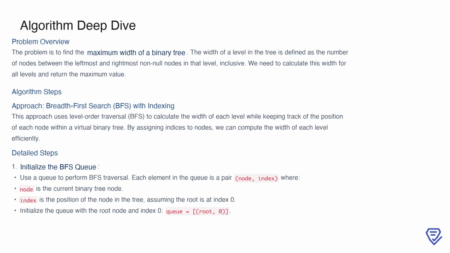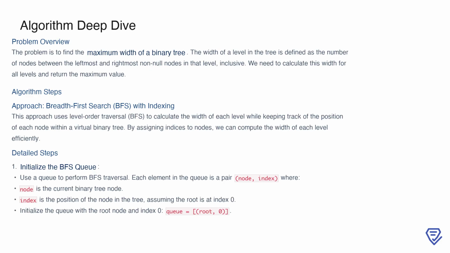To start, let's understand the problem. We want to find the maximum width of a binary tree. The width of any level is defined as the number of nodes between the leftmost and rightmost non-null nodes at that level, inclusive. Our task is to calculate this width for every level and return the largest one. To solve this, we use a breadth-first search, or BFS, approach combined with indexing. By assigning a position index to each node as we traverse the tree level by level, we can calculate the width of each level efficiently.